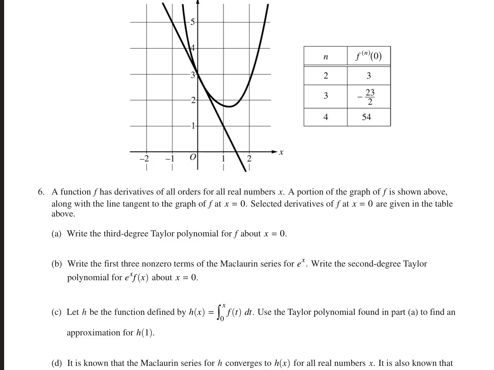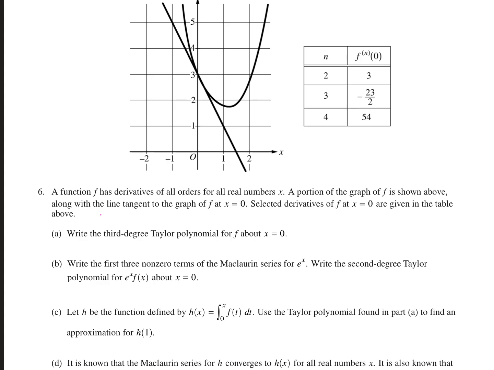From the 2019 AP exam, and it's about Taylor polynomials. So part A says, we're given a function that has derivatives of all orders for all real numbers x. A portion of the graph is given above, along with the line tangent to the curve at x equals 0 and selected values. Part A wants you to write the third degree Taylor polynomial.